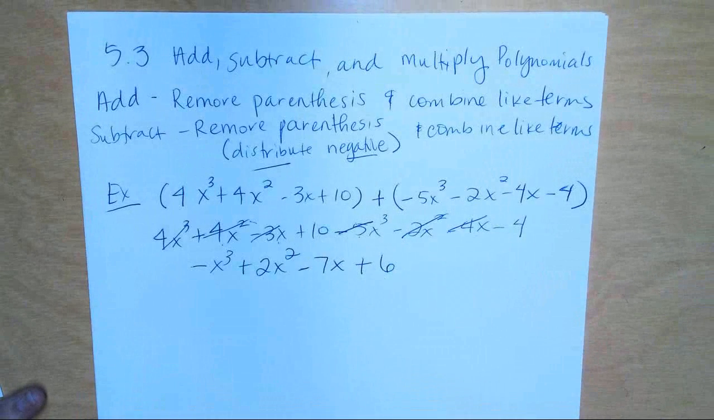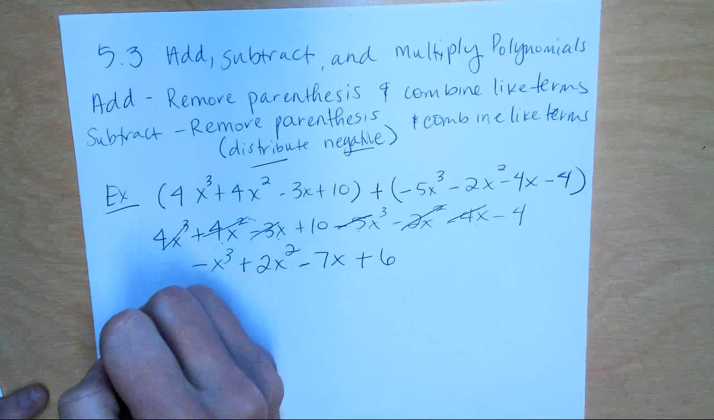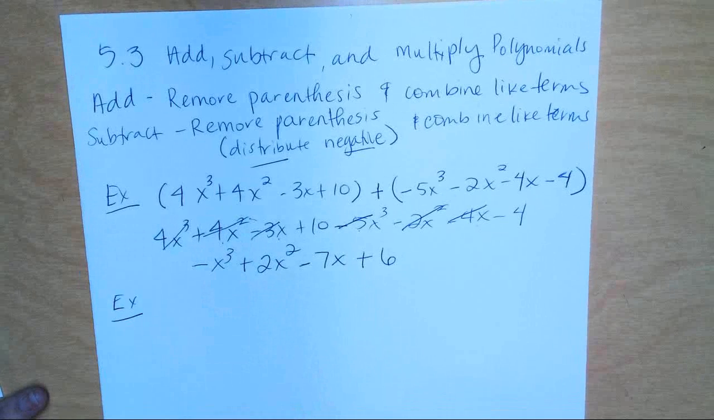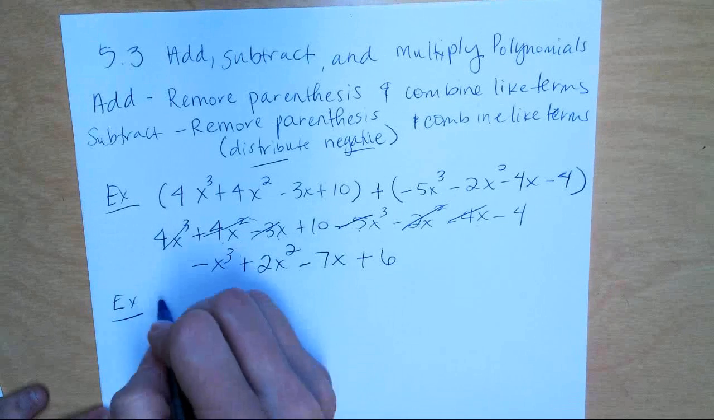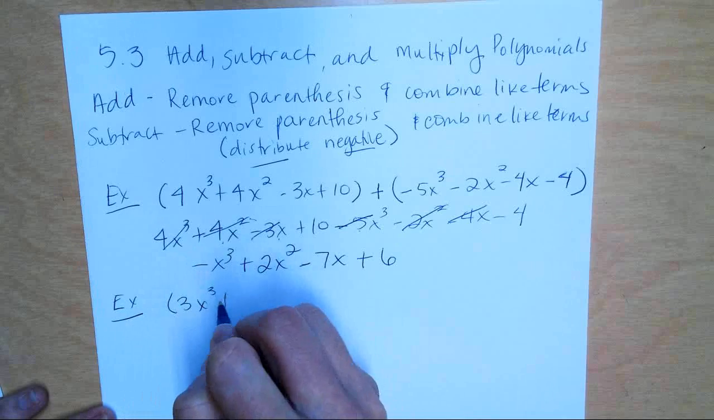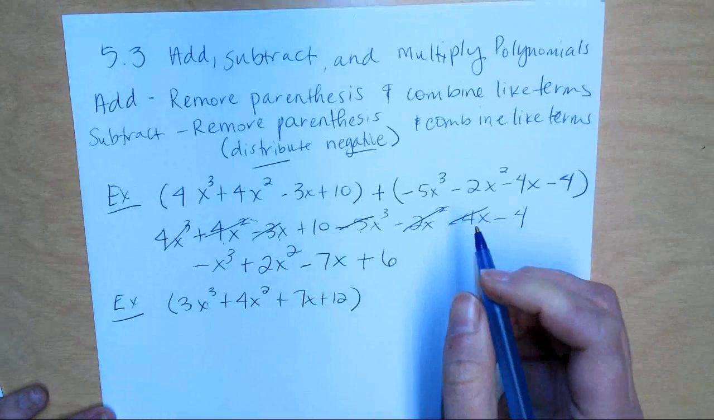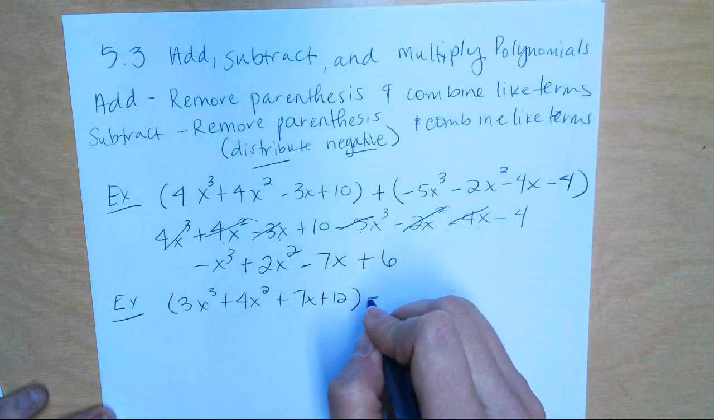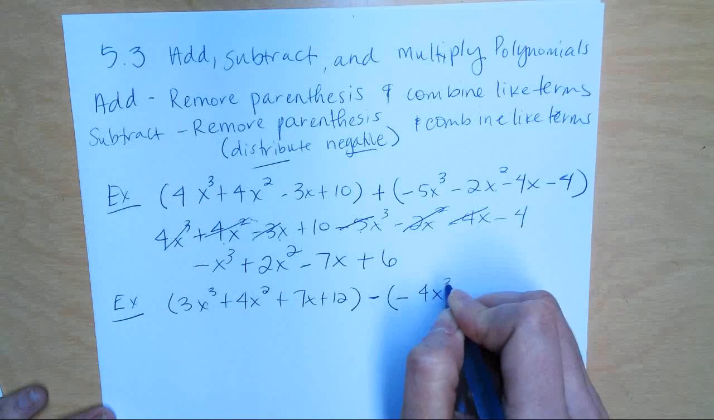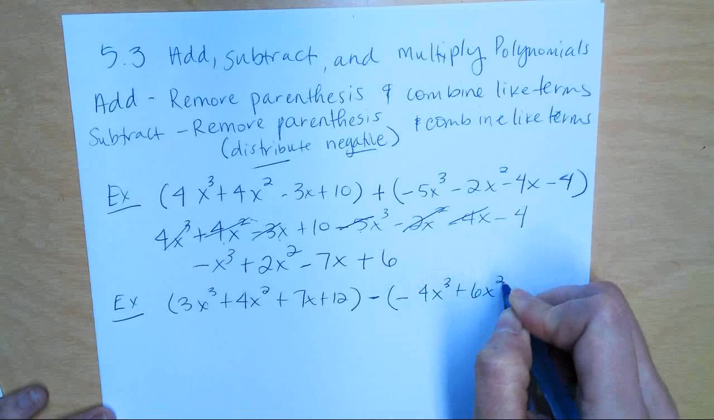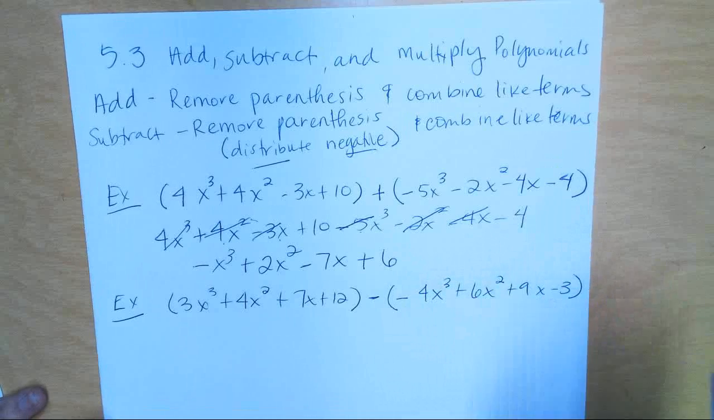Perfect. That was, see, not bad, right? You can do this. I know you can. You can do it in your sleep. That's awesome. Okay, next example. Let's do a subtraction one. We have 3x cubed plus 4x squared plus 7x plus 12 minus negative 4x cubed plus 6x squared plus 9x minus 4.